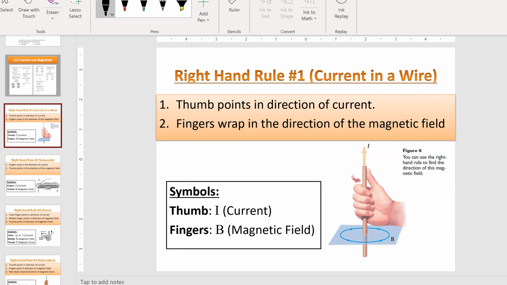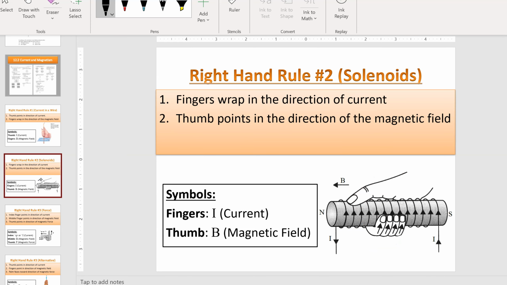The questions in the activity kind of go in order. So you could create a magnetic field just by having current in a wire. And then us humans, we're pretty clever sometimes. We're like, okay, if the wire is making a magnetic field, how can I make a strong magnet out of this? Well, people figured out that if you wrap the wire around in a coil, the magnetic field builds up on itself.